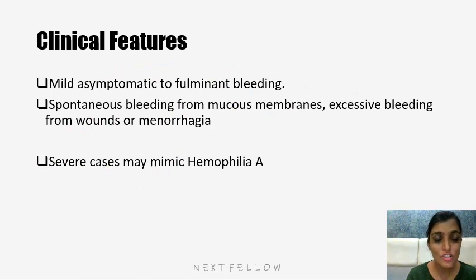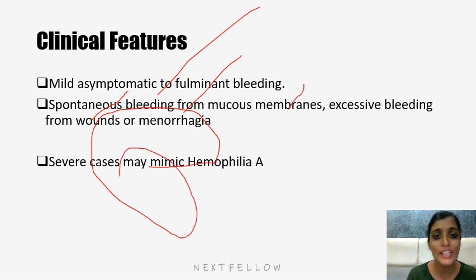The clinical features of von Willebrand disease: mild cases will be asymptomatic, or it can range from mild asymptomatic cases to fatal bleeding. There can be spontaneous bleeding from mucous membranes, excessive bleeding from wounds, or menorrhagia. Severe cases may mimic hemophilia A.